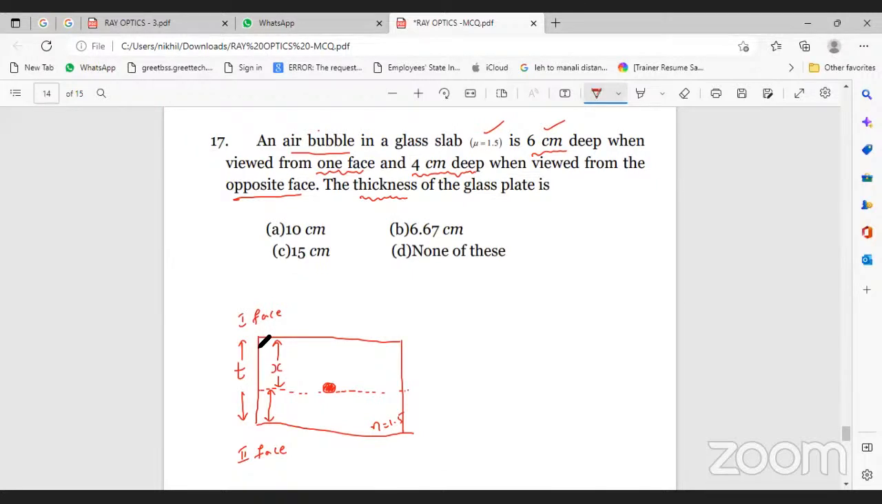What is the thickness of the slab? T. So that small portion will be T minus x. Now, what is the condition that is given?